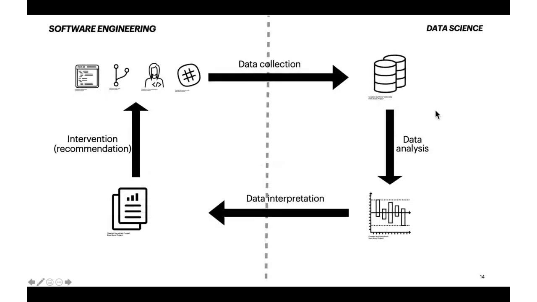So how does it work? Here's a very simplistic schema. We start on the upper left corner with some kind of source of knowledge about software development. The source of knowledge can be source code. It can be a version control system. It can be just the software developers themselves. Or it can be something like Slack, where developers communicate and discuss their project. So from all those data sources, we first of all need to collect data.